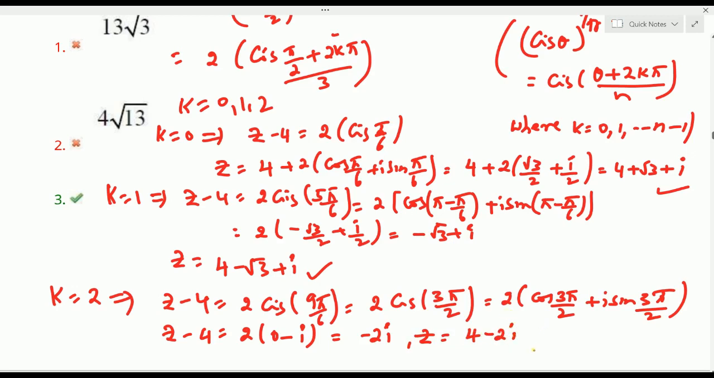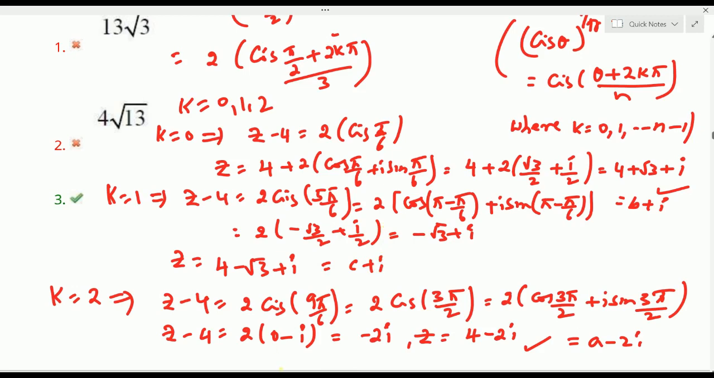Yes, we got 3 results. What are the results? 4 minus 3i is one result, compare this with a minus 2i. Also 4 plus root 3i, we compared with b plus i. Another is 4 minus root 3 plus i, we can compare this with c plus i. What are the ABC values we got? a is 4. Now we got the ABC values.